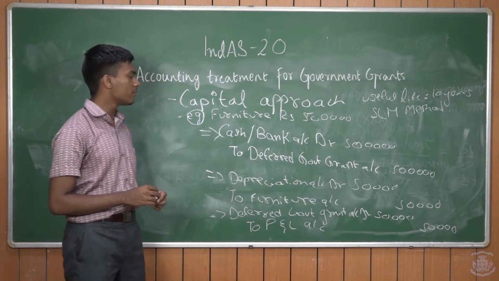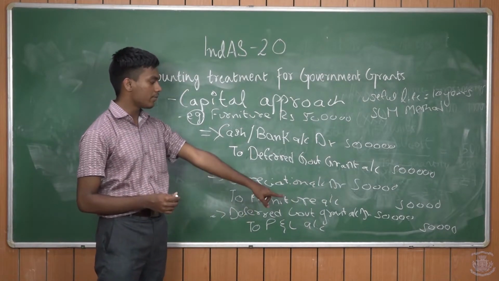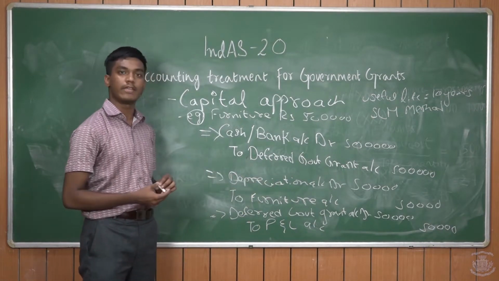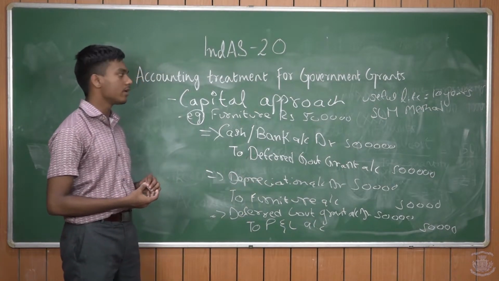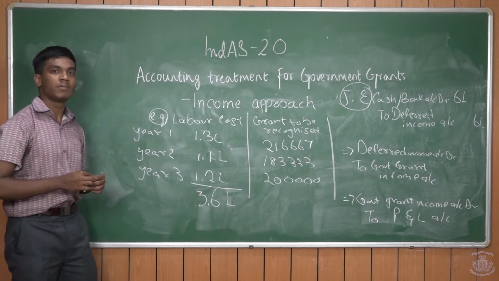So the amortization of the deferred government grant journal entry will be as follows: deferred government grant account debit 50,000 to profit and loss account 50,000 at the end of each year. So this is the accounting treatment in case of the capital approach. I hope you all understood this. So now let's deal with the income approach.